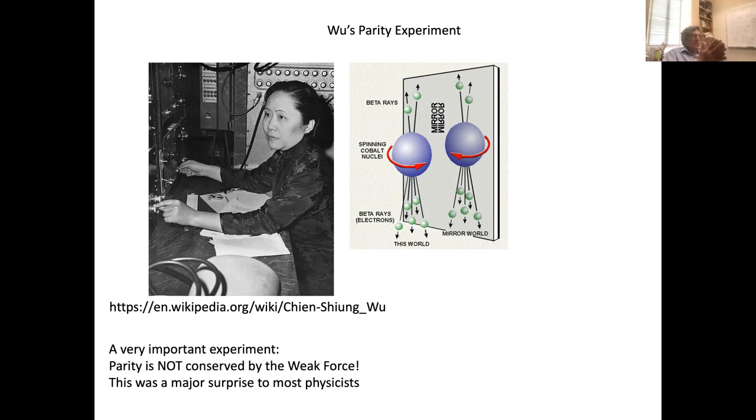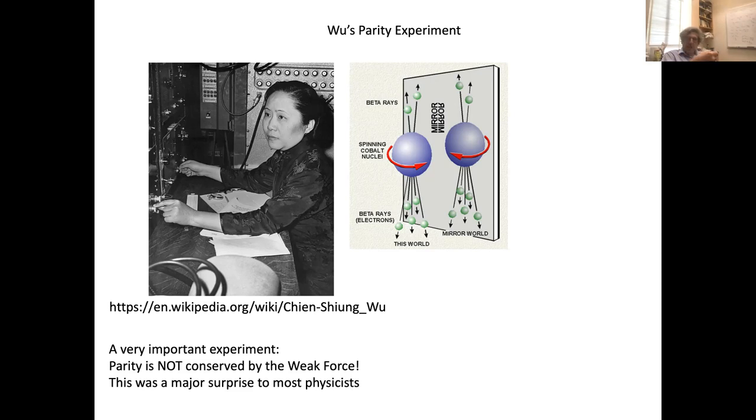You would align the spins of this element in one direction. If you did a parity transformation, you'd get the thing in the mirror, which would look different because those red lines are going around in a different sense with respect to the directions of the emission. So the only way you could get a system which conserves parity would be if the emission of those beta rays was spherically symmetric. That was the essence of the experiment.